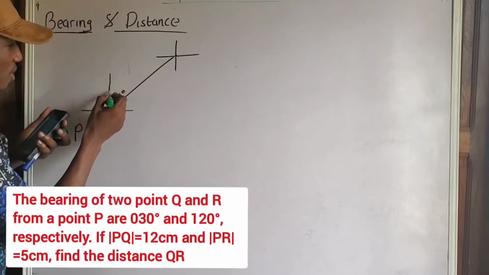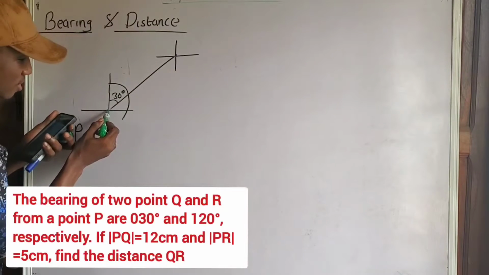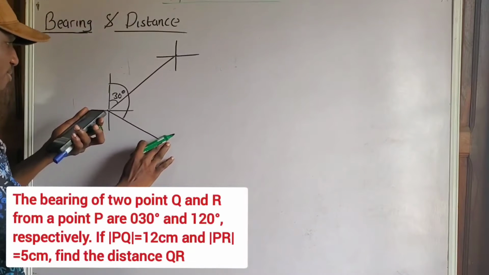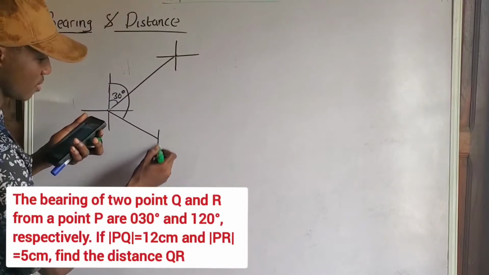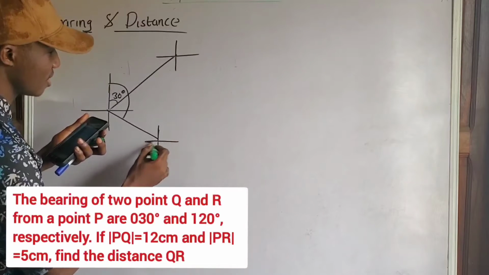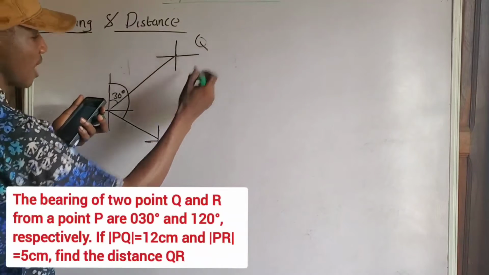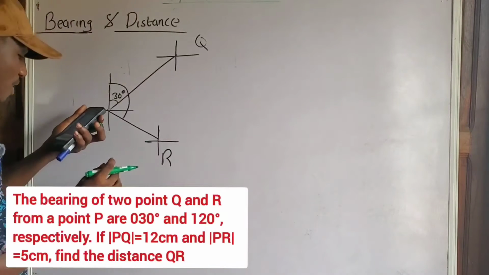So 120 will be in the second quadrant around here. So we're going to have something like this. Do you understand? Okay, so this is P, then this is Q, and this is R. Do you understand? Okay, now the goal is to find distance.